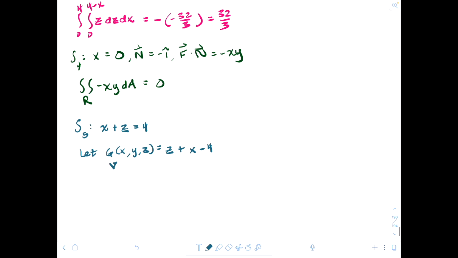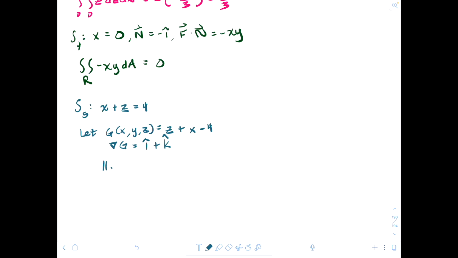So del g is going to be equal to what? i plus k. Good. And the magnitude of del g is equal to root 2. Right? So n will be equal to 1 over root 2 times i plus k.